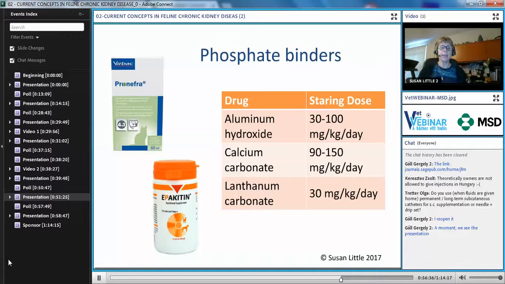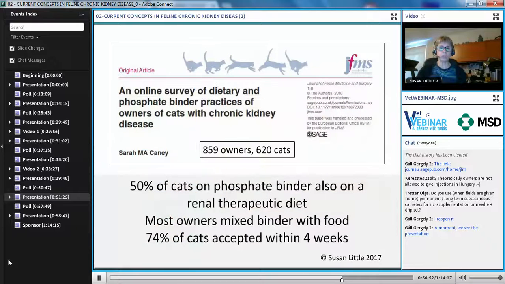So generally, in most countries, we use what's available and what is most palatable to get into cats. The only comment I would make is that if you're using a calcium carbonate based phosphate binder, you should monitor serum calcium. It's not common that we see increased serum calcium, but it is possible, and we wouldn't want that to happen. So you do need to monitor serum calcium in cats that are on a calcium carbonate type of binder.